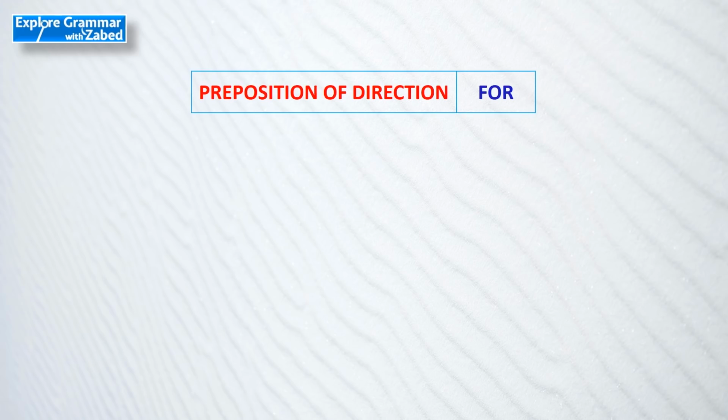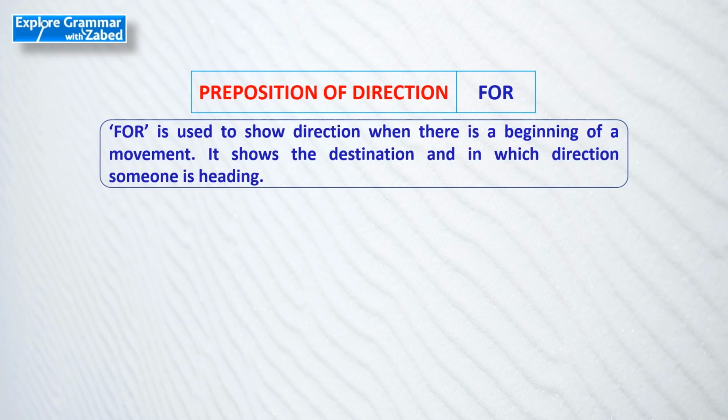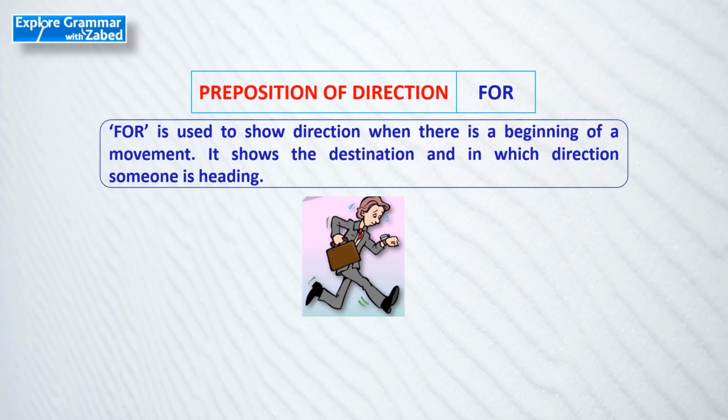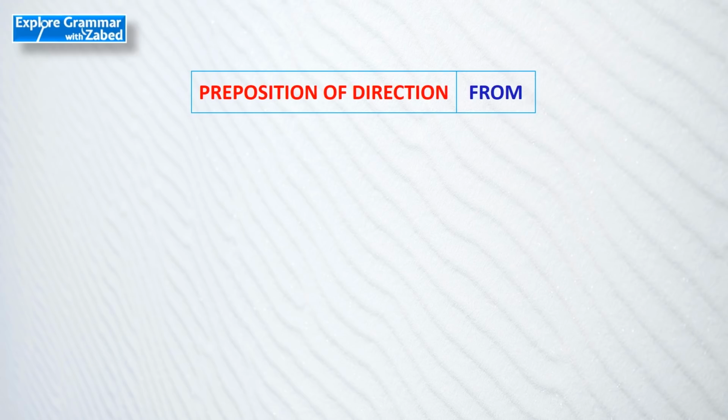The preposition "for" is used to show direction when there is a beginning of a movement. It also shows the destination, and which direction someone or something is heading. As for example, his father left for the office. When someone or something reaches the destination, to talk about its point of departure, we use the preposition "from".